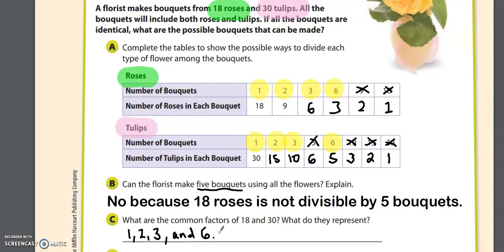And the second question says, what do they represent? Well, in the context of this problem, what do they represent? It means that the florist can make 1 bouquet, or the florist could make 2, or 3, or 6. They represent the possible number. I'm going to say they are the possible number of bouquets.